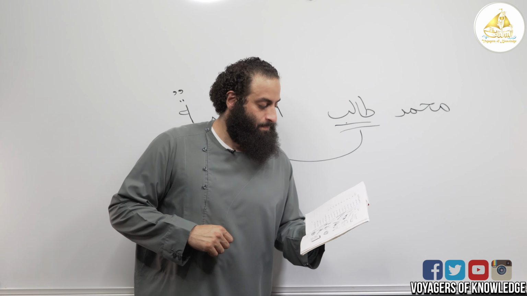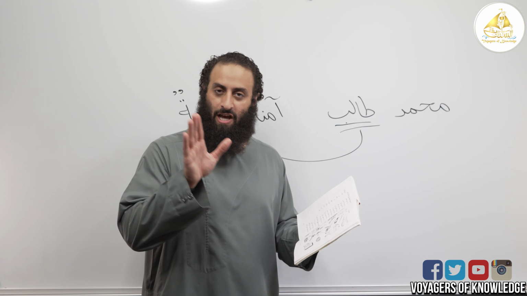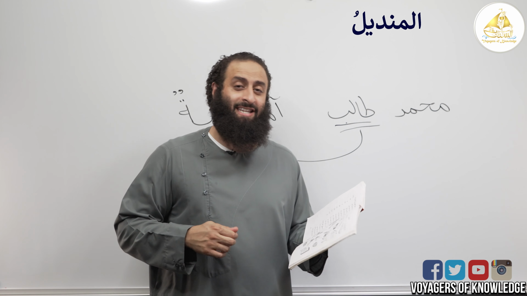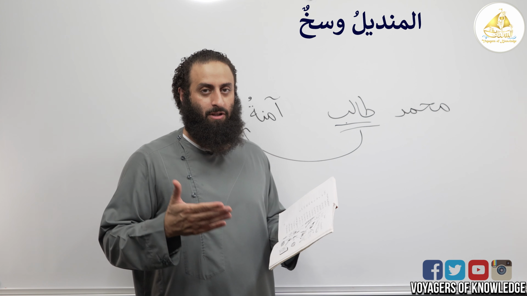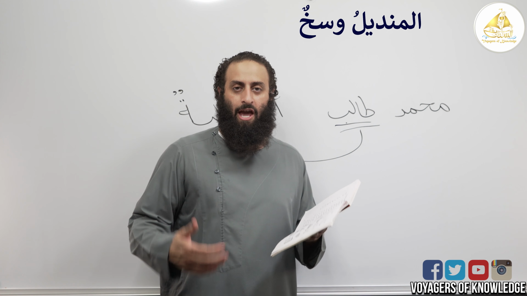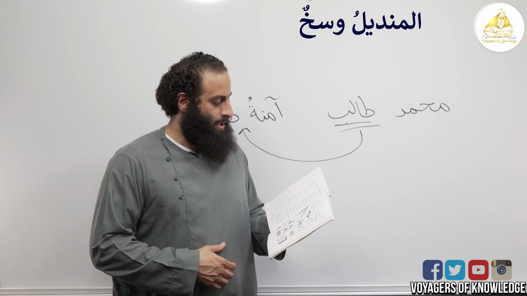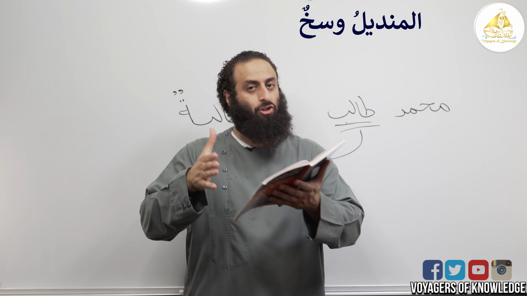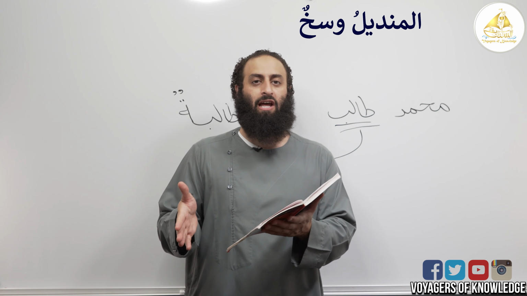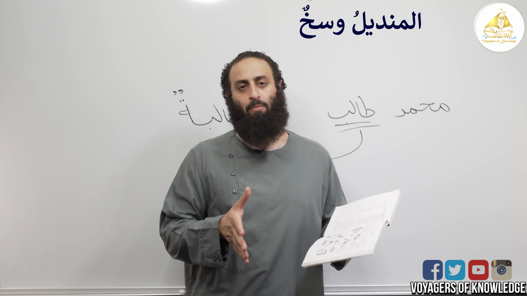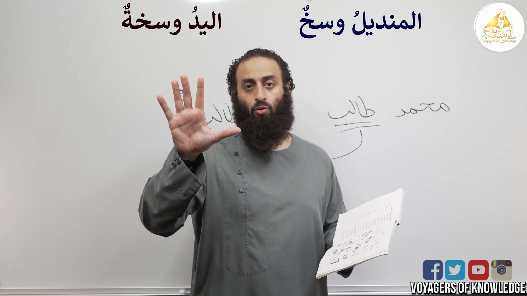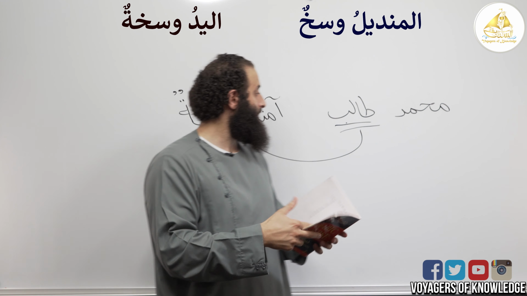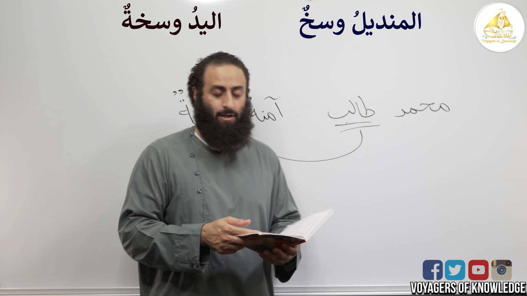السؤال الخامس. We took النافذة مغلقة. Now السؤال الخامس. المنديل وسخ. The handkerchief is dirty. So how would you say the hand is dirty? You take the description of wasikhun, and now that what you're describing is feminine, they have to match. So you say al-yadu wasikhatun. Al-yadu wasikha. You have to add this ta at the end because it's feminine.